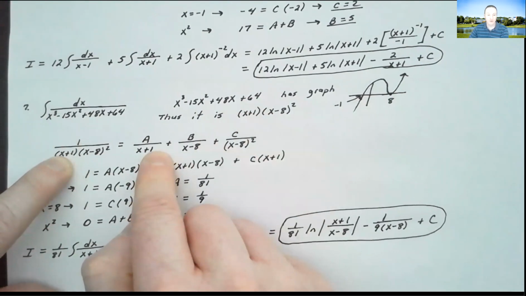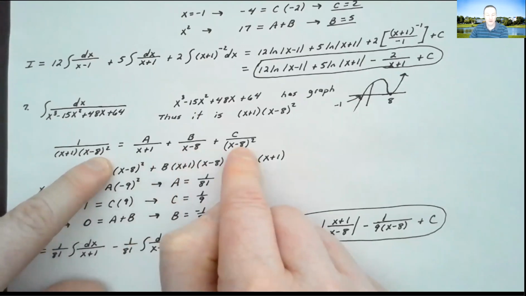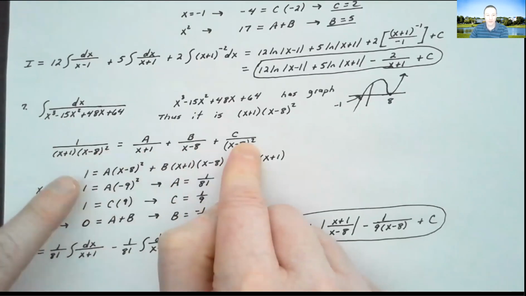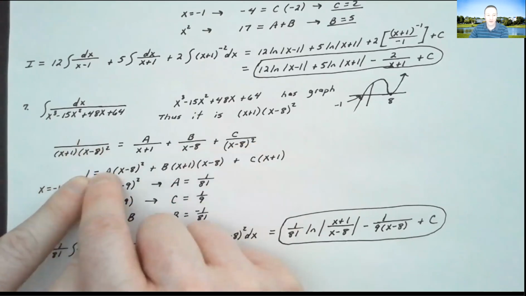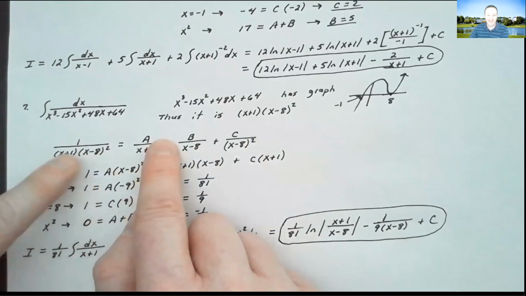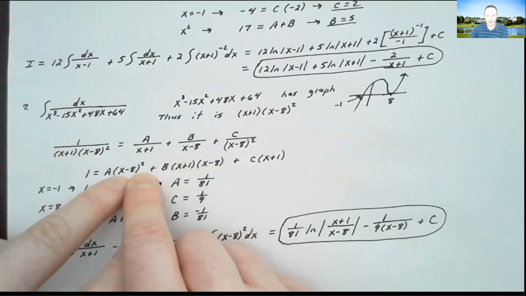So I said A over x plus 1, plus B over x minus 8 to the first, plus C over x minus 8 to the second. Now, multiply by that least common denominator on both sides. The left-hand side, of course, you have the numerator of 1. On the right, the A is going to be multiplied by just the factor x minus 8 squared.